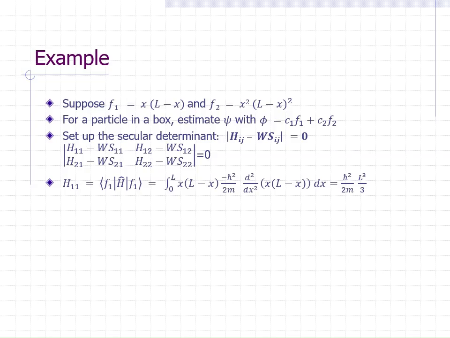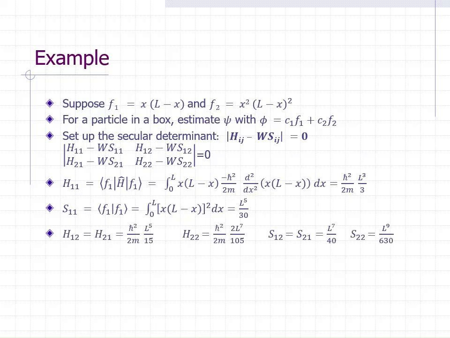h11 is given by the integral of f sub 1, acted on by the Hamiltonian, multiplied by the complex conjugate of f sub 1, and integrated over the interval from 0 to L. Carrying out this calculation gives the result h bar squared over 2m times L cubed divided by 3. Similarly, s11 is the overlap integral of f sub 1 with itself, which evaluates to L to the 5th over 30. Here are the formulas for the remaining integrals: h12, h21, h22, s12, s21, and s22.